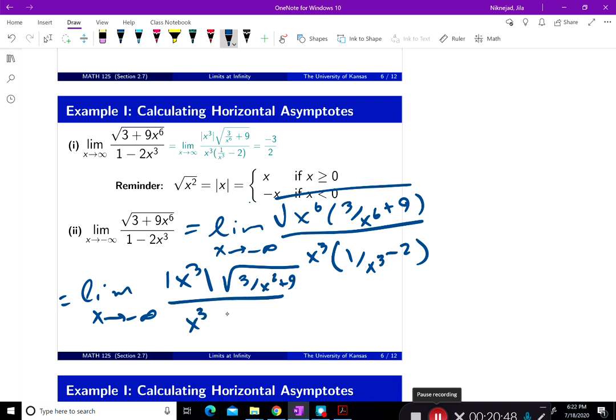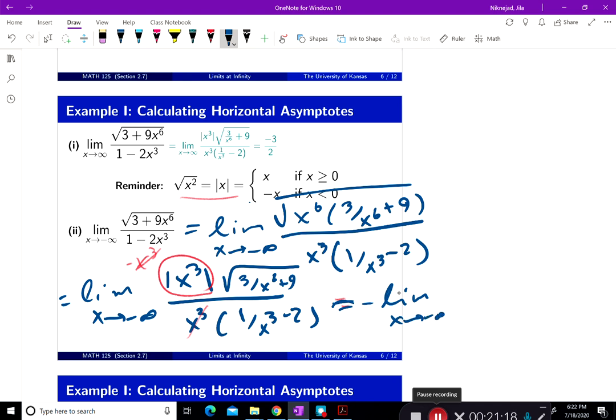And x to the third minus 2. Remember, x is a negative value, so the absolute value of x to the third is going to be negative x to the third. These two simplify, and a negative sign remains. And so I can write this as negative limit as x goes to negative infinity.